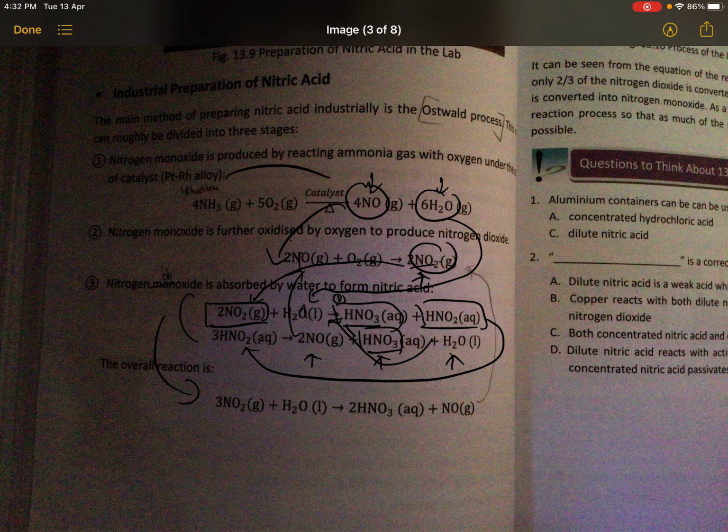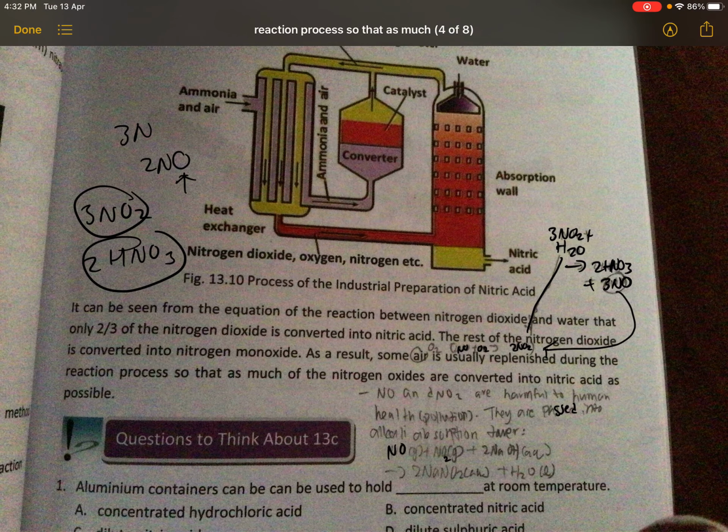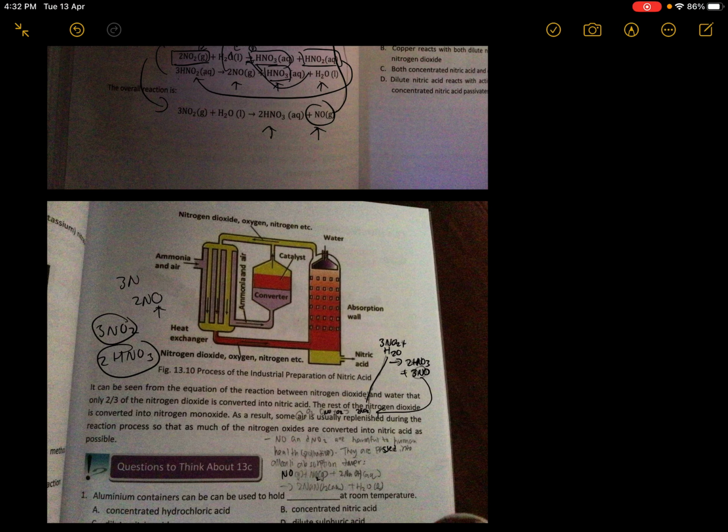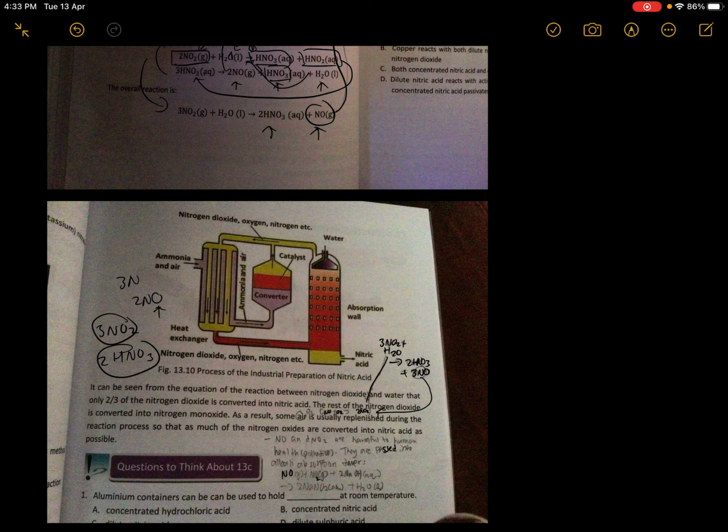Because remember, in this reaction, here, 2HNO3 plus 1 NO. You see that this 1 NO goes back into here, and it reacts with oxygen again. So that is why you need to add oxygen. You have to replenish some air. You have to add back oxygen inside, because you need to make sure that this excess nitrogen monoxide reacts again to produce more nitrogen dioxide, and it causes that whole loop again, which looks very confusing.